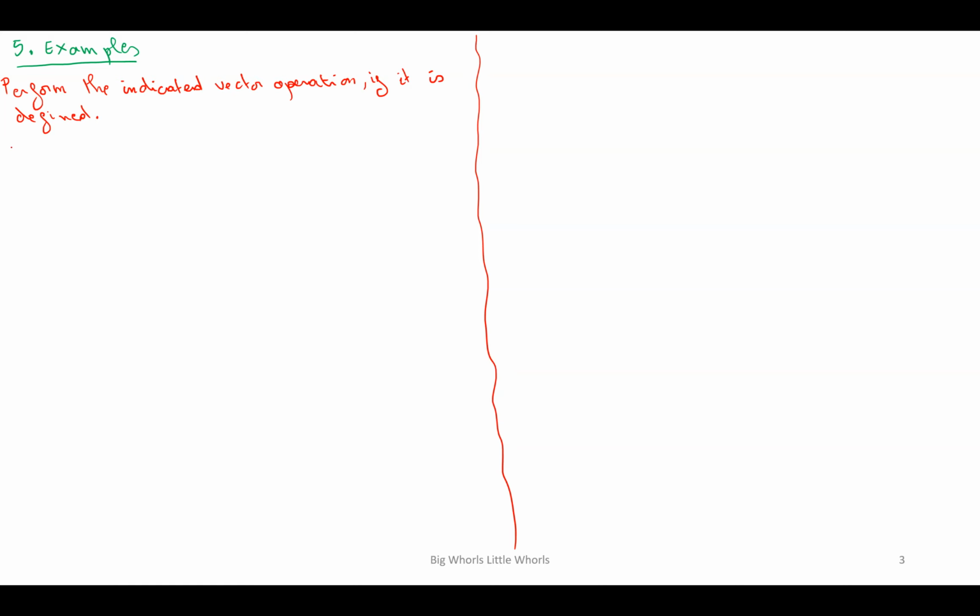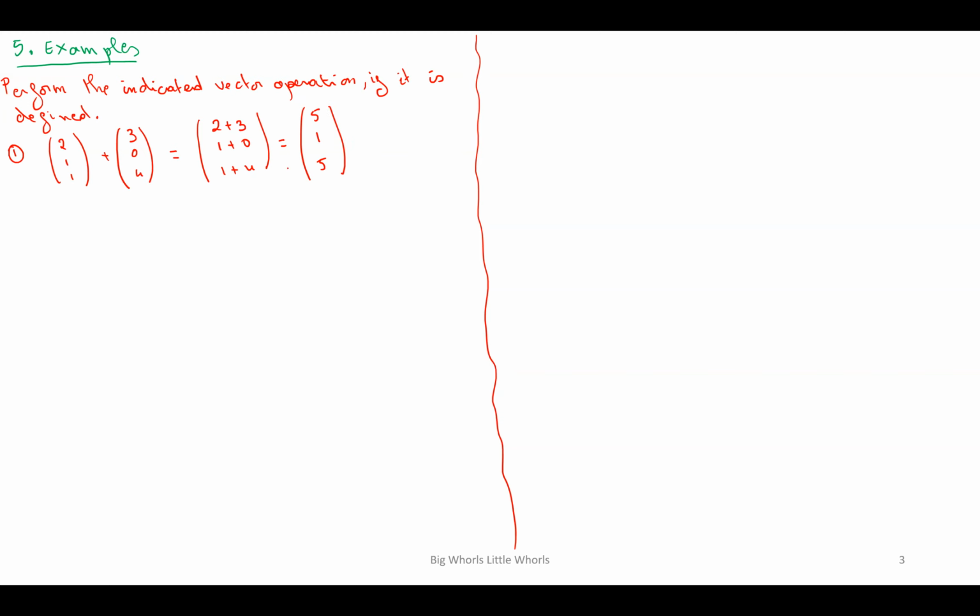So the first operation is, we have (2, 1, 1) plus (3, 0, 4). We are asked to find the addition of these two vectors. So what we do is add them entry by entry. Sorry for doing these basic operations, but sometimes you have to do the baby steps. It's 5: 3 plus 2 is 5, 1 plus 0 is 1, and 1 plus 4 is 5.